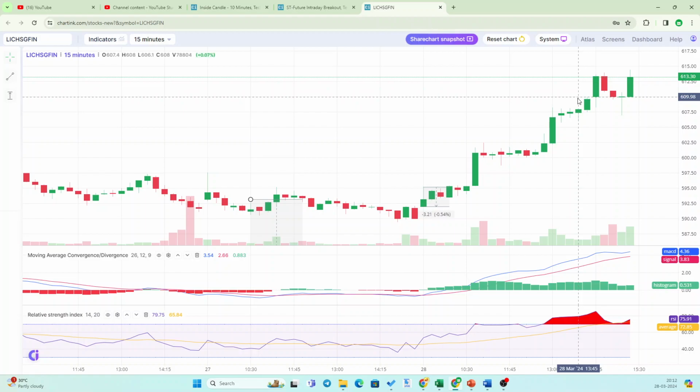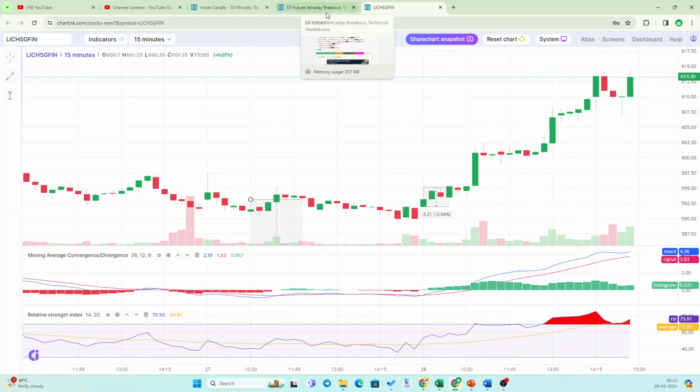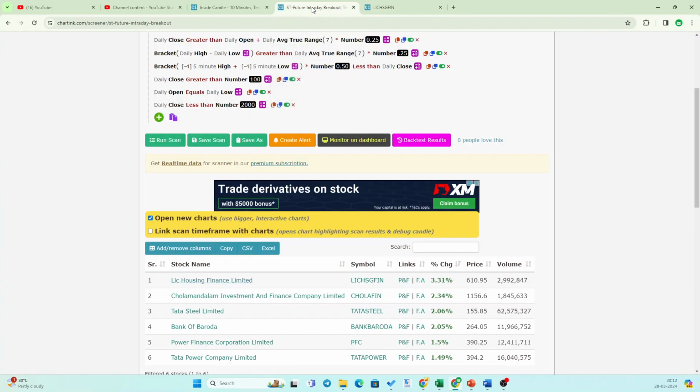So when we are putting the trailing, we will have to give 2 to 3 points or 5 points. Sometimes we'll have to give 2 to 3 points, and sometimes while trailing we'll get more points also. So here, this first LIC Housing Finance itself gave very good profit. Next we will see Cholamandalam Finance.